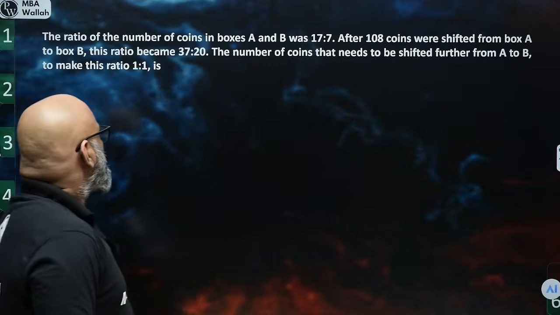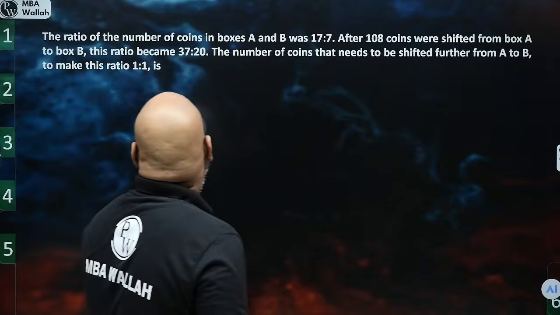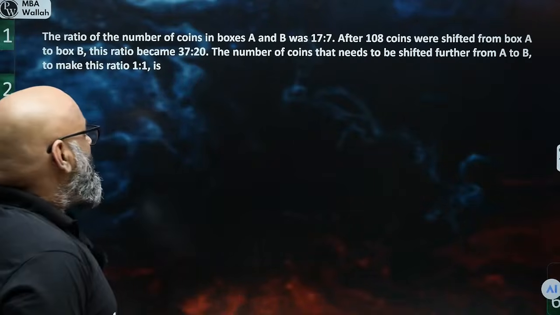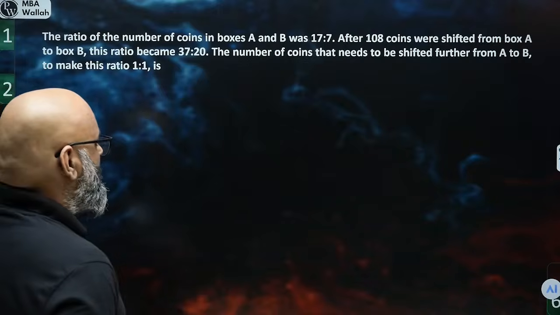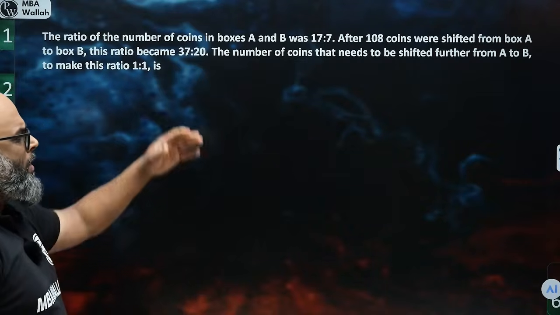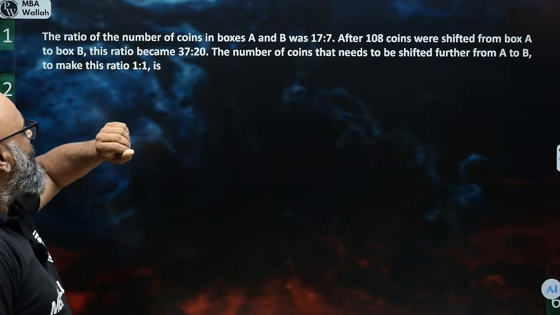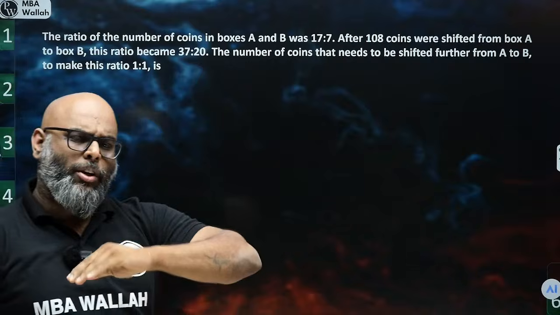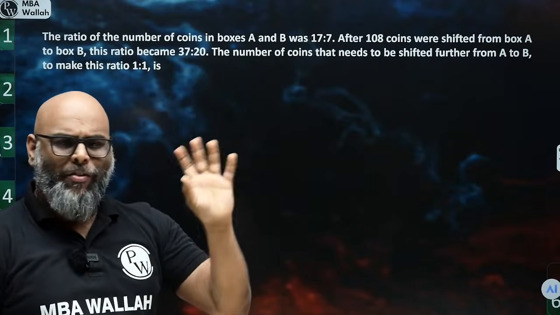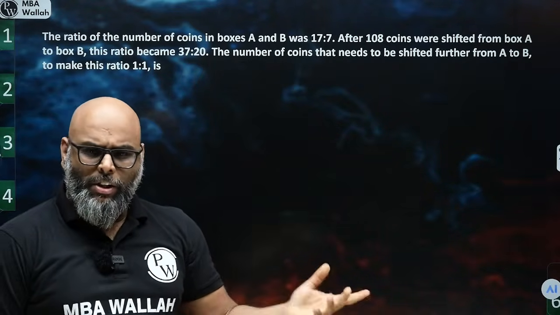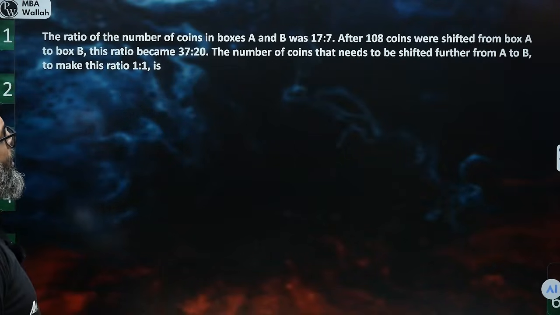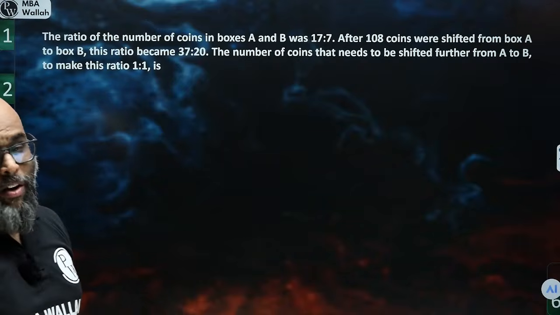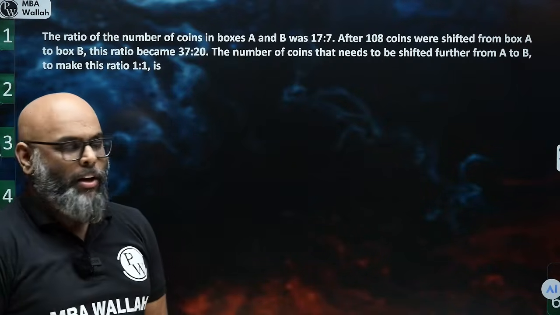Right. I'll have one look at this question now. The ratio of number of coins in boxes A and B was 17:7. After 108 coins were shifted from A to B, this ratio became 37:20. From here I can find the ratio of the number of coins in the initial phase. The number of coins that needs to be shifted further from A to B to make this ratio 1:1. I have to do two cases of cross multiplying ratios here.